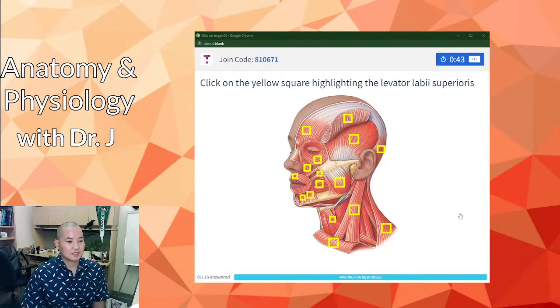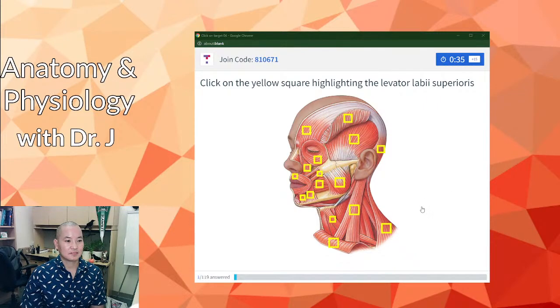Based on what you know about joint movements, anatomical directions, and landmarks, and a hint: labii refers to labia, which is Latin for lips. So what does levator mean? What direction is superior? Can you make a good guess where the levator labii superioris is?